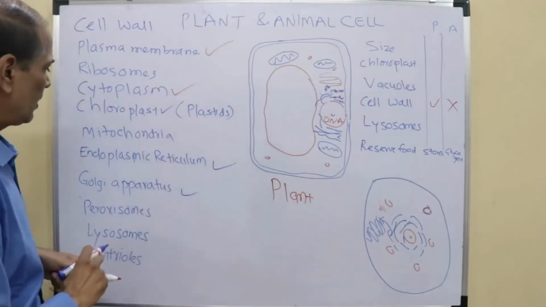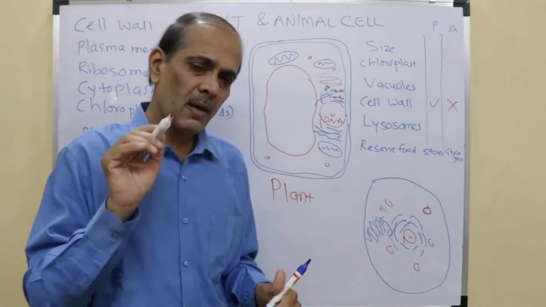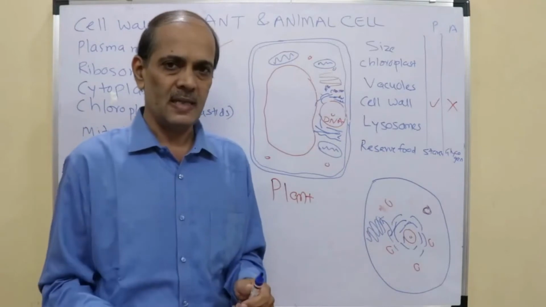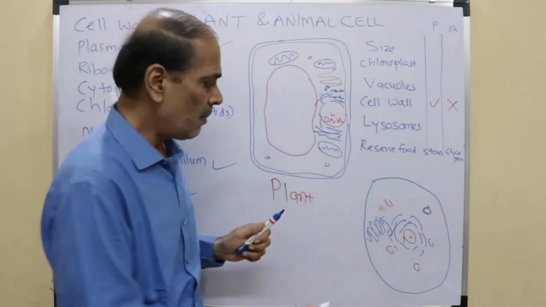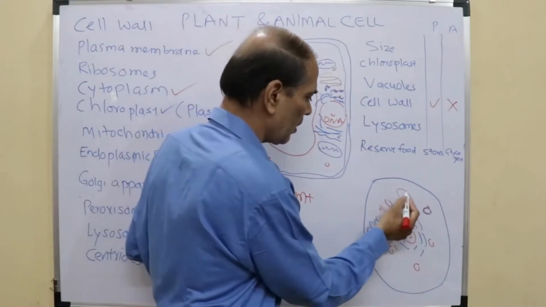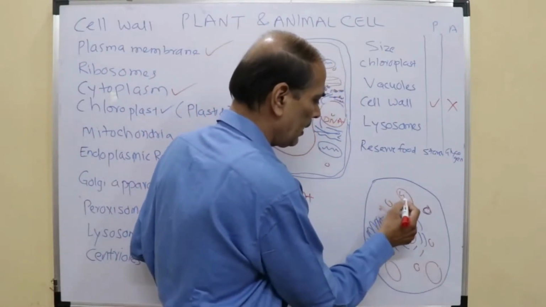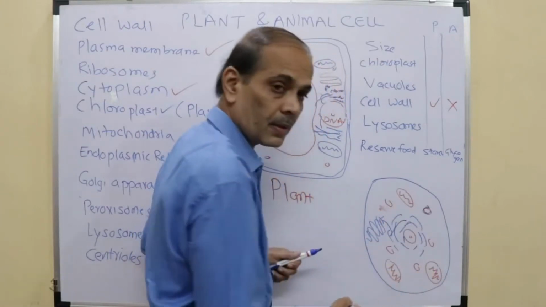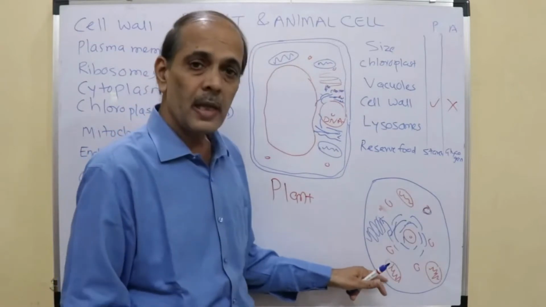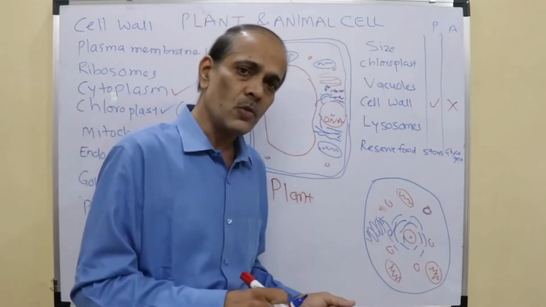Chloroplasts we have discussed. Mitochondria. Mitochondria are mainly seen in animal cells. Maybe one mitochondria could be seen in a plant cell as well. But here mitochondria are usually oval shaped, or irregular, and they have these kinds of folds inside. And mitochondria is the power bank or powerhouse of the cell.